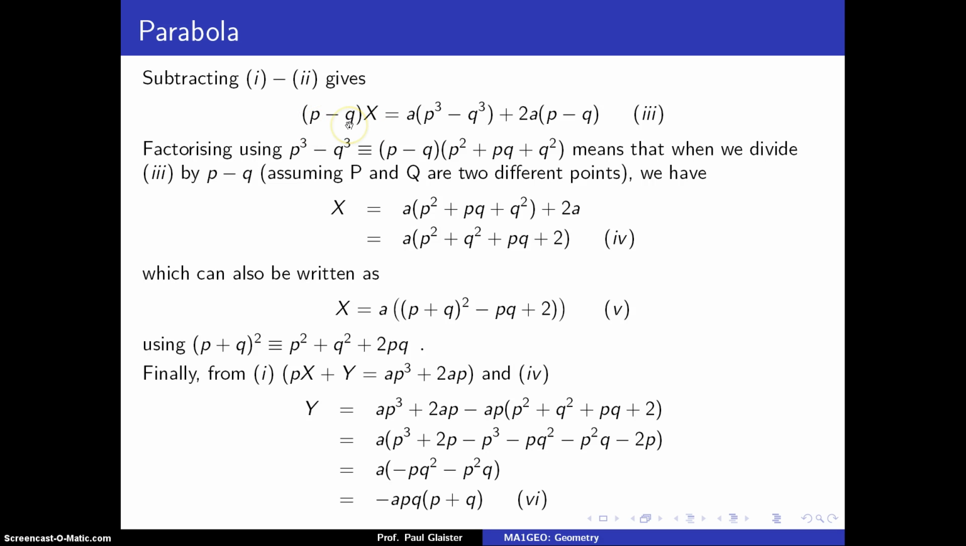So we cancel P minus Q here, P minus Q here, and P minus Q here can be cancelled by just using this difference of two cubes. Again, assuming P and Q are different points, and so P is not equal to Q. So equation 3, having done that division, gives me this, which I can factorise out with the A, and this is the standard form for the x coordinate of the point of intersection of the two normals at the two points (AP squared, 2AP), (AQ squared, 2AQ).